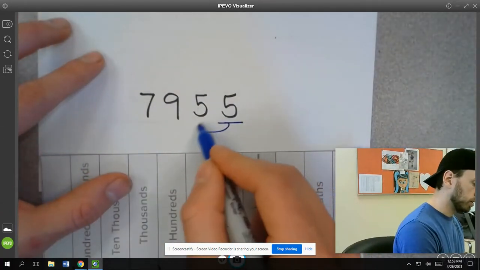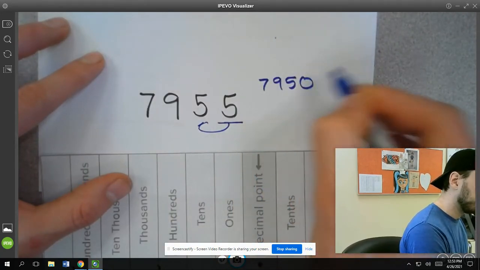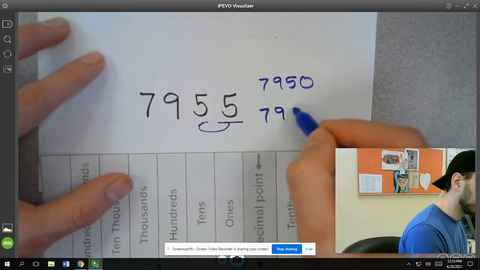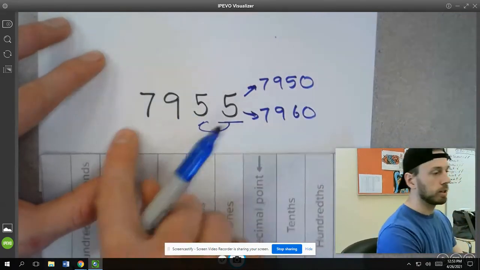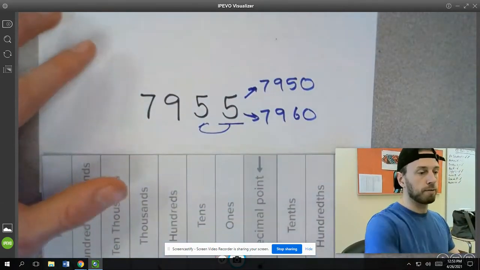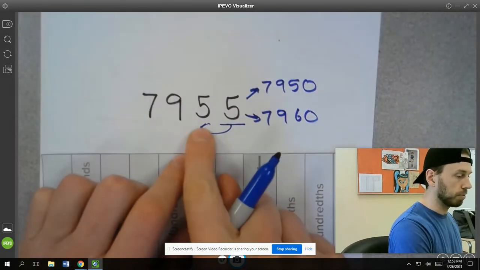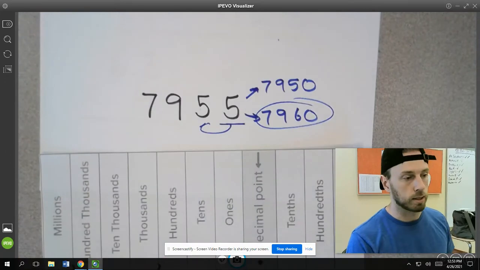What we would do is this would either become 7,950, it would either stay the same at that, or it would go to 7,960. Those are our only two real options there. Notice how everything before it stays the same, but everything after it would become a 0. In this case, this 5 right here tells us to bump this 5 up to a 6. So it would be 7,960.